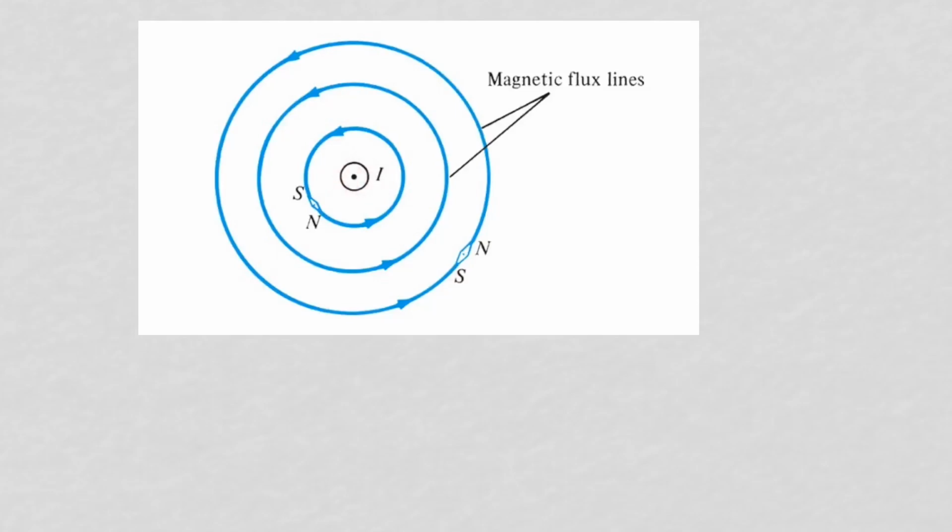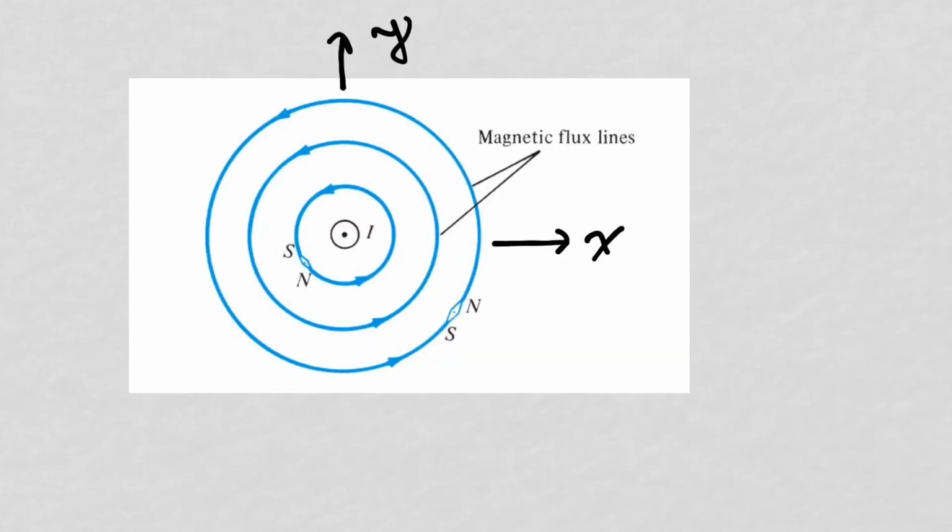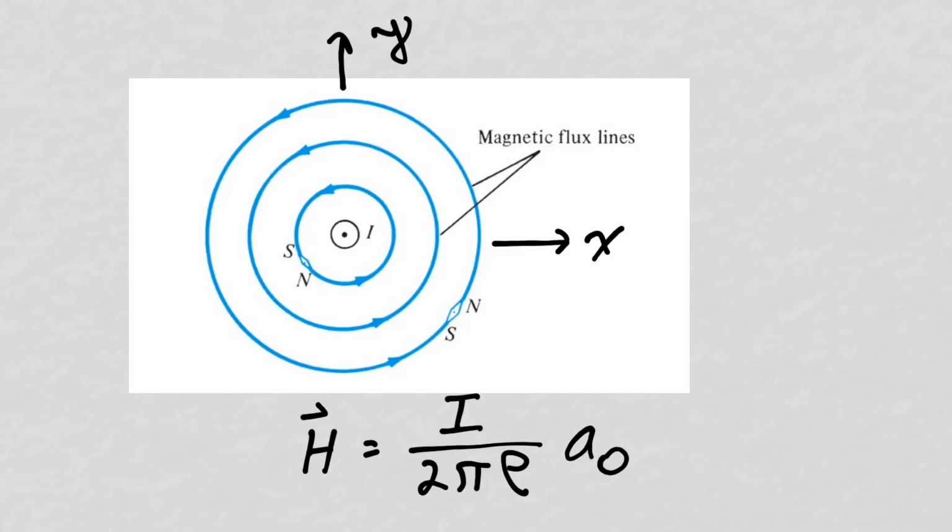We found that the magnetic field intensities were circles around that wire, with the magnetic field intensity in the counterclockwise direction, or in the A sub phi direction. So with the wire lying along the z-axis, we found that the magnetic field intensity was equal to the magnitude of the current flowing through the wire over 2 pi rho, and it was in the A sub phi direction.